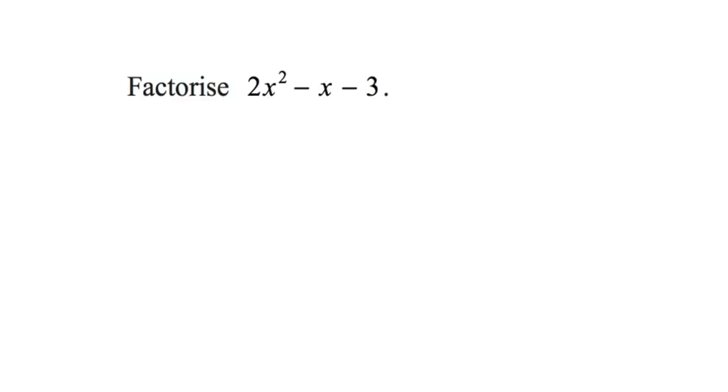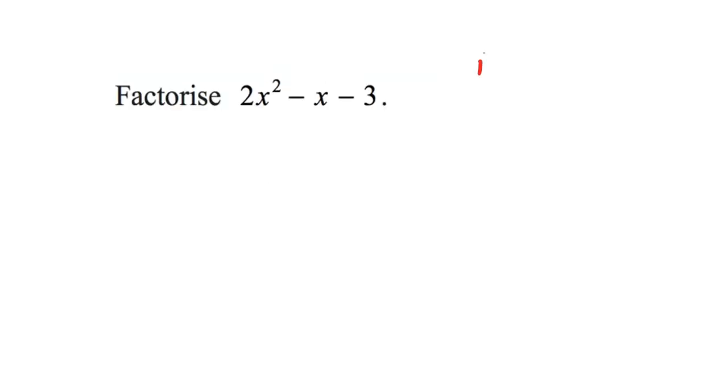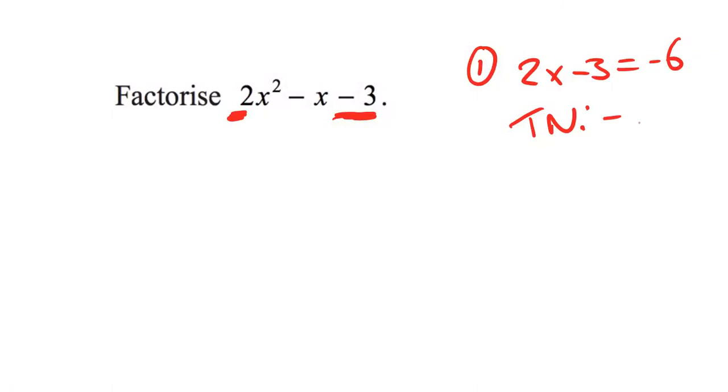So step number one. All we're going to do is take the number that is the coefficient of x squared, so 2, and the constant number, which is the one on the end, which in this case is minus 3, and multiply them together. So we're going to do 2 times minus 3, and that is going to give us minus 6. I'm going to refer to that as the target number. I'll write Tn for target number, which is minus 6. I call this the target number method.